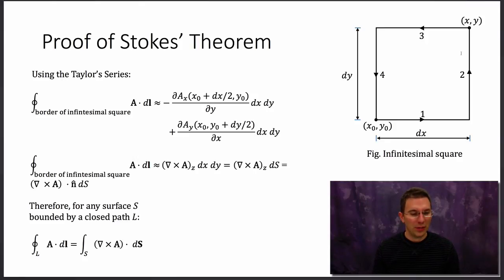Again, just to finish the proof here, any surface area can be written as a sum of infinitesimal sized surface areas, and so therefore we get the final form of Stokes theorem, which is that the circulation of A around any closed path is equal to the curl of A integrated along the surface bounded by that path.